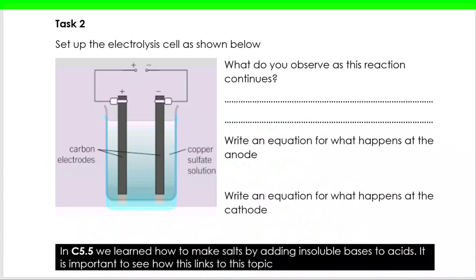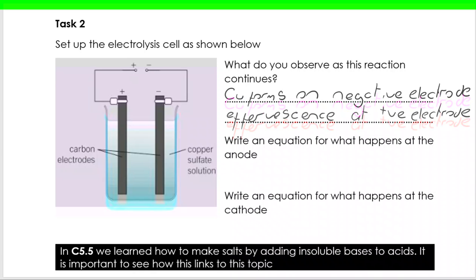So let's have a look at what would happen in this electrolysis reaction. We've got copper sulfate, but this time we've got carbon electrodes. Now in this one, we would see copper forming on the negative electrode. The copper 2 ions would be attracted to it, they would be reduced, we would make copper. We would also see effervescence at the positive electrode. So there's a negative ion attracted to it that's then going to be oxidized, sorry. So let's have a look at the equations.